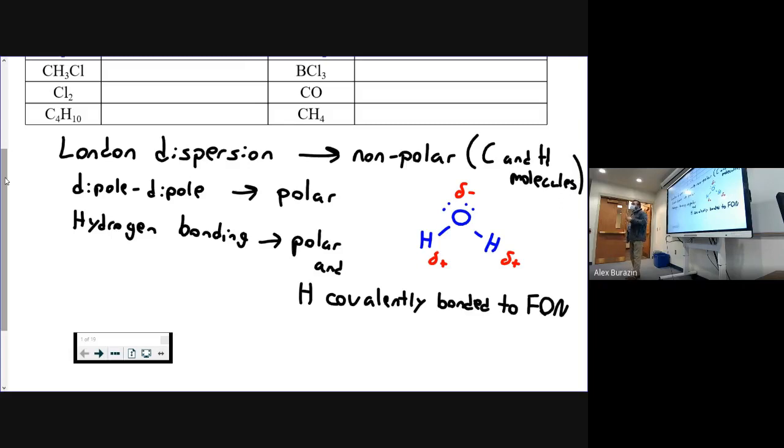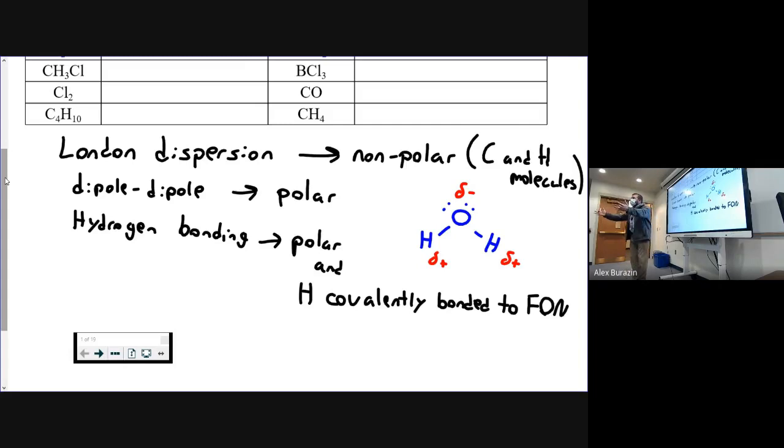Something else you'd want to know. Absolutely every single thing that exists has London dispersion forces. Everything. Everything has London dispersion forces.